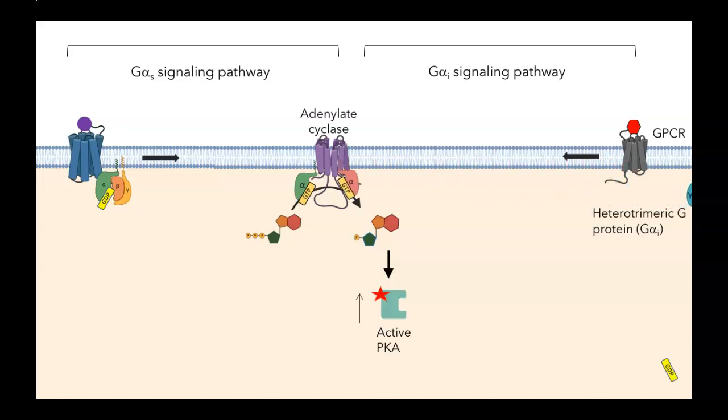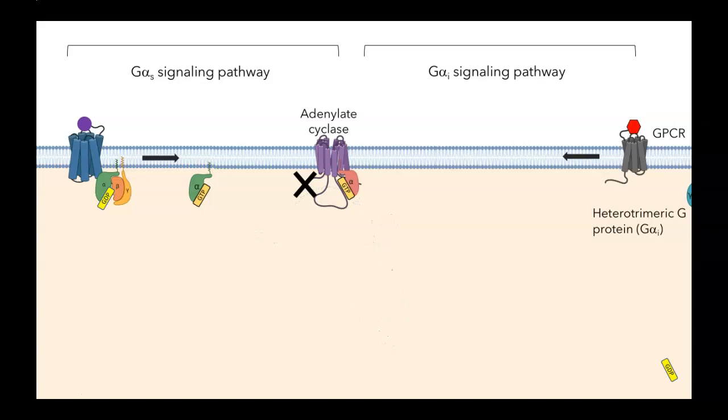The alpha subunit can go and interact with adenylate cyclase, but when it does this, it blocks that adenylate cyclase molecule so it can no longer associate with the G-alpha-S. If the G-alpha-S can't bind, then none of this activation will happen. We won't get cyclic AMP production, and we also won't get any of that protein kinase A being activated.